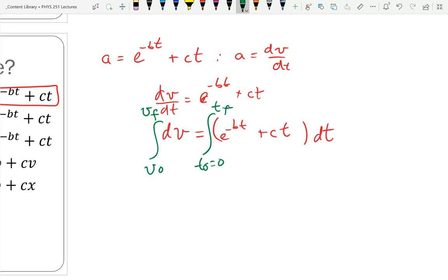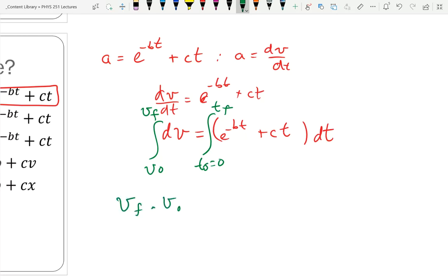So what's the initial question? How do we find the speed and the position as a function of time? We separated variables, and now we're integrating. The integral of the left side is very straightforward. The integral of dv is v. Put in our limits, and the left side is v final minus v initial.